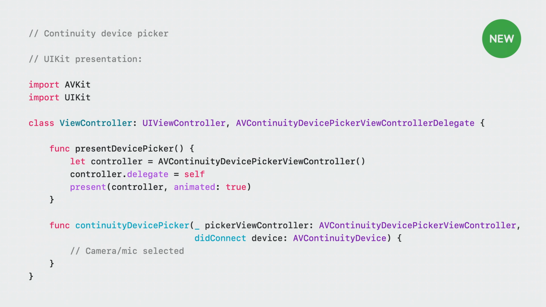The device picker can also be presented in UIKit apps using AVContinuityDevicePickerViewController. This view controller takes a delegate that provides optional lifecycle events and a callback for when an AVContinuityDevice is selected and becomes available. When such a device becomes available, capture devices will also get published to other device listeners, such as AVCaptureDeviceDiscoverySession or any KVO observers on AVCaptureDevice.